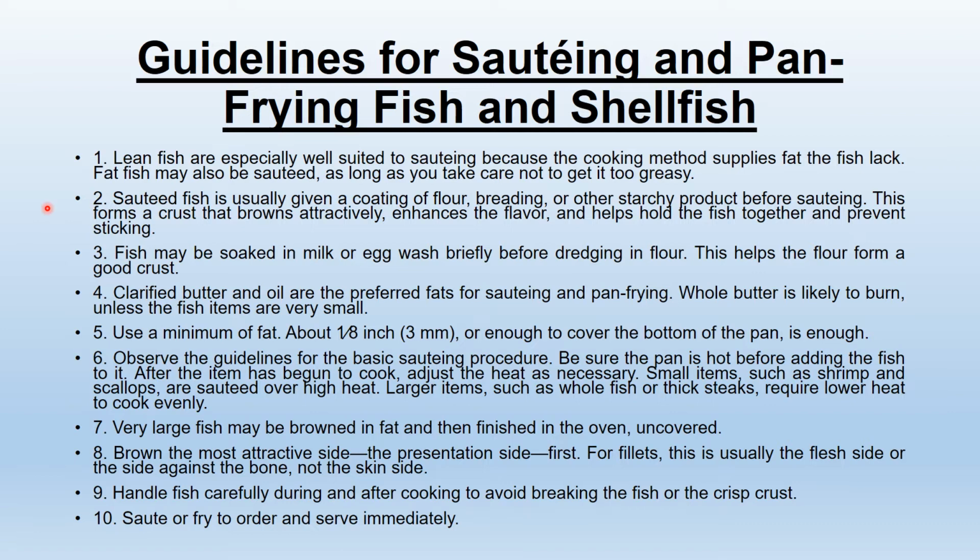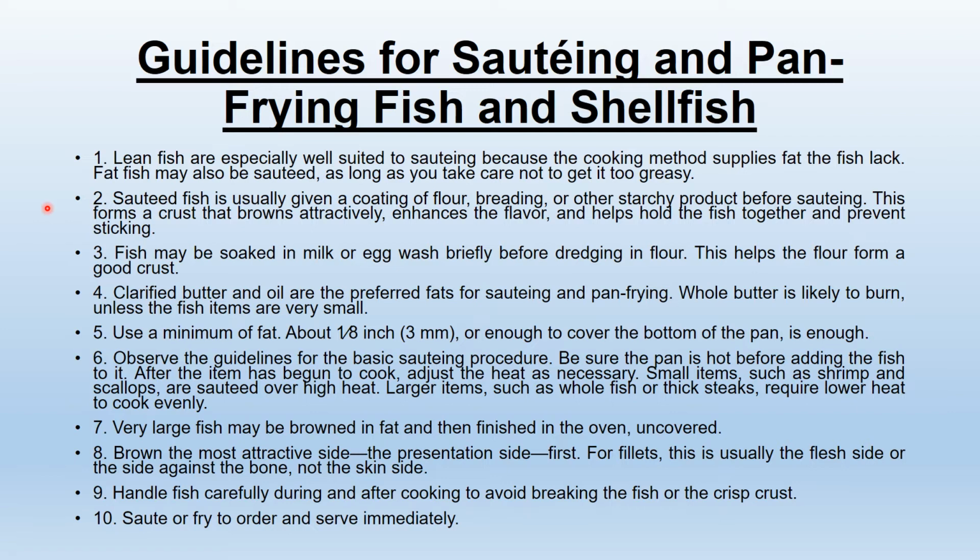Clarified butter and oil are the preferred fats for sauteing and pan frying. Something important when it comes to clarified butter: clarified butter of course comes from butter, right? But it is not the same butter that we usually use. Remember that Blue Bonnet and I Can't Believe It's Not Butter are not butter. They are what is known as margarine. Butter comes from the fat of the milk cow.